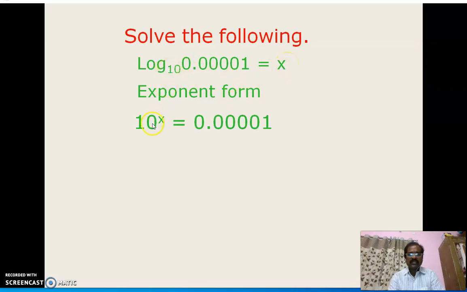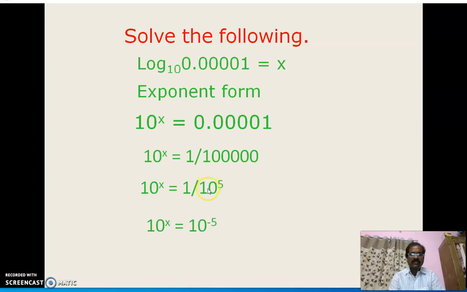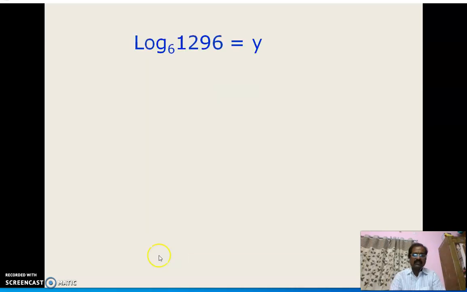10 to the power of x is equal to 0.00001. Converting into fractional form, 1 by 1 lakh, 10 to the power of x is equal to 1 by 10 to the power of 5. 10 to the power of x is equal to 10 to the power of minus 5. Bases are equal, equate the powers. X is equal to minus 5.